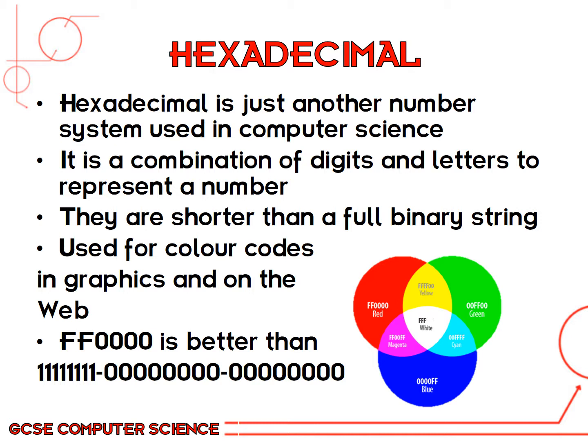1111111000000000 in binary. It's much quicker and easier to say FF and 4 zeros. It makes the whole number system a little bit quicker and easier, and sometimes people remember them slightly better when there's letters used.